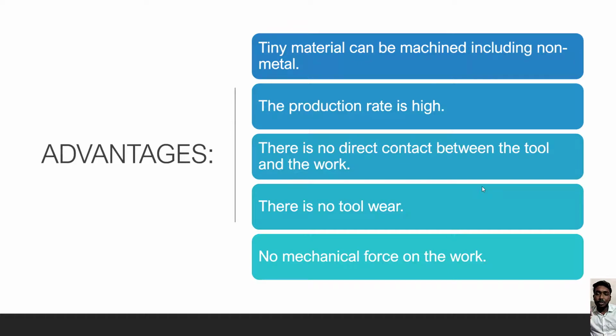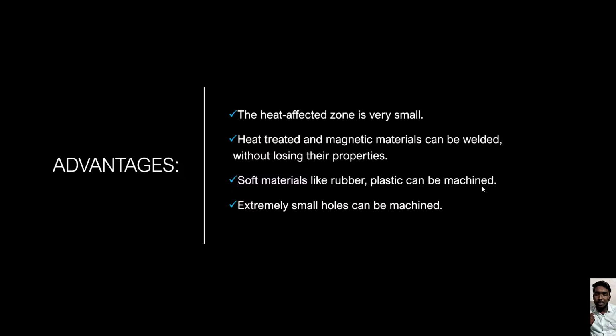The heat affected zone is very low since the laser is made to focus only on a particular surface at a particular point only. It is not over the surface and not over the complete material. It is made to focus on a small point. It can be easily drilled. It can drill extremely small holes also. The surface of materials like rubber and plastic can also be machined here.